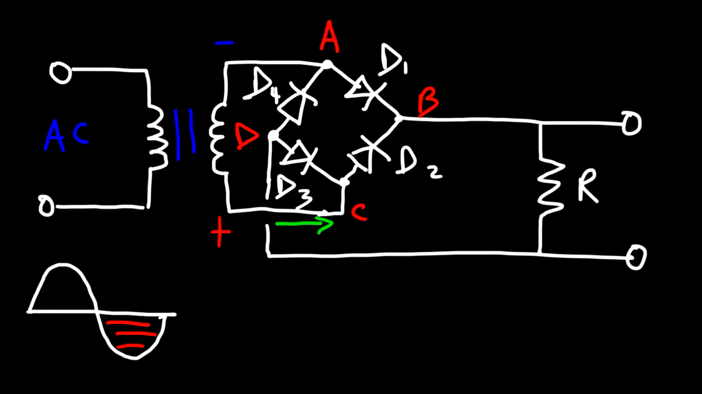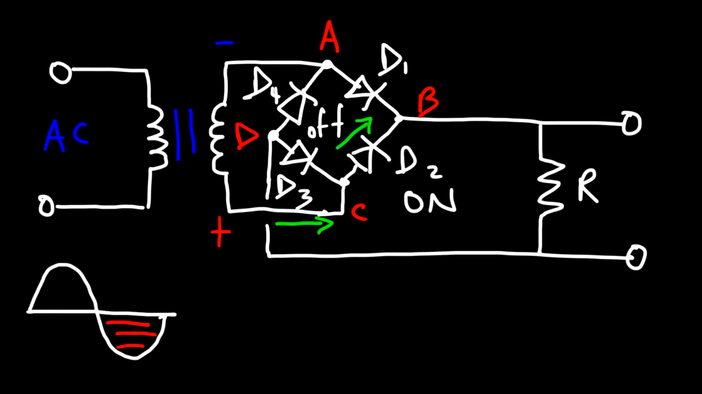So it's going to flow towards point C. And then from point C, the current will flow towards point B. That is through D2. And so D2 will be in the active state. It's not going to flow through D3 because, as you could see, the diode arrow and the direction of the current, they're opposite to each other. So D3 is inactive. It's off.